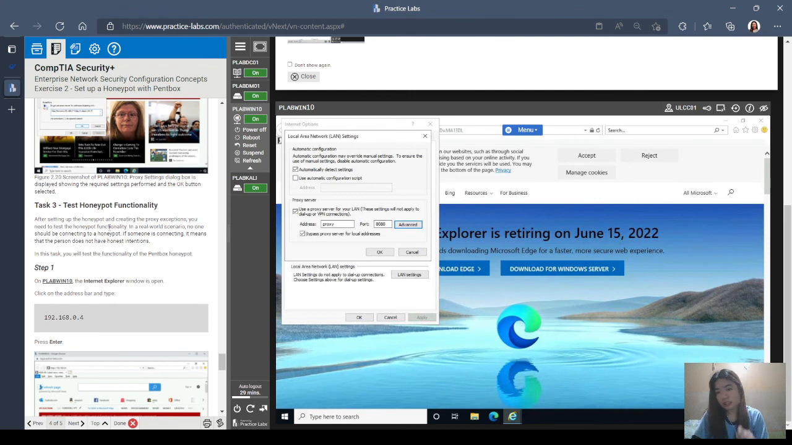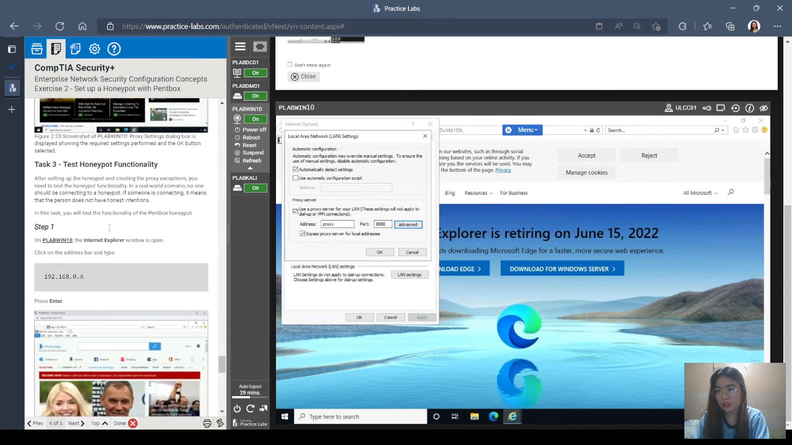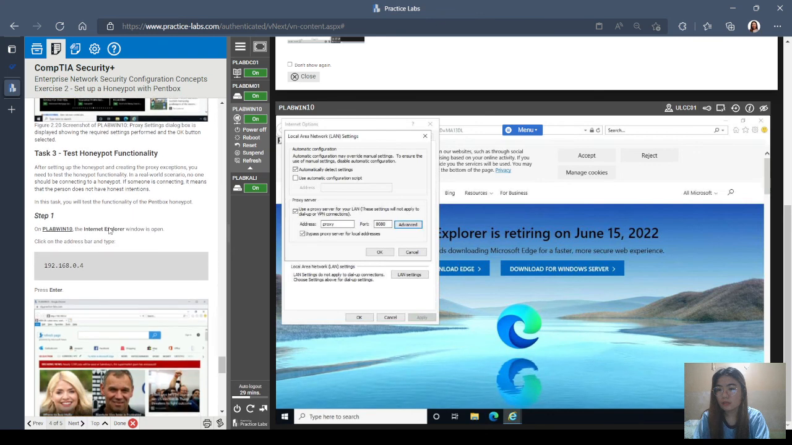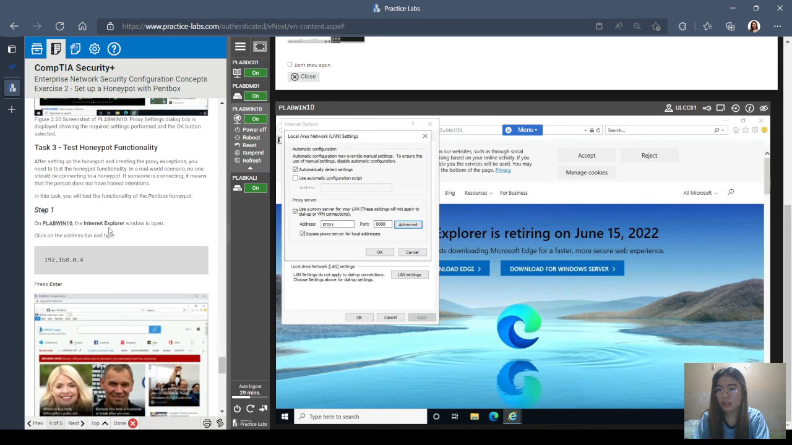Task 3, test honeypot functionality. After setting up the honeypot and creating the proxy exception, you need to test the honeypot functionality. In a real-world scenario, no one should be connecting to the honeypot. If someone is connecting, it means the person does not have honest intentions.